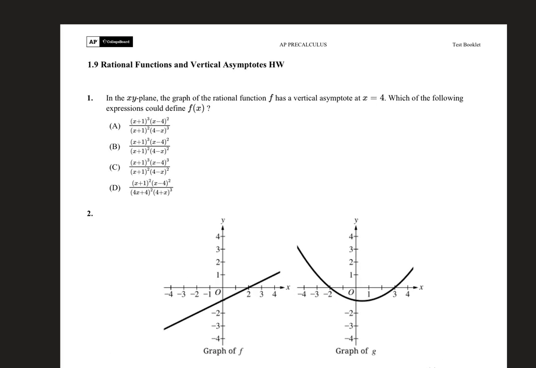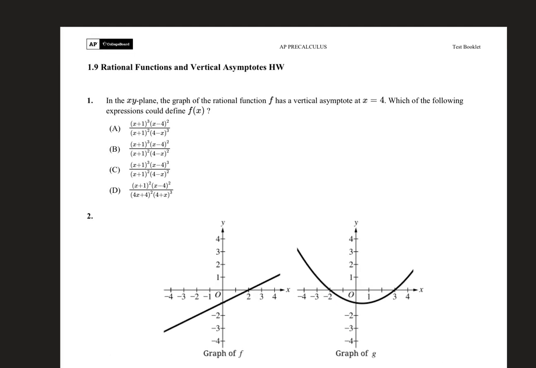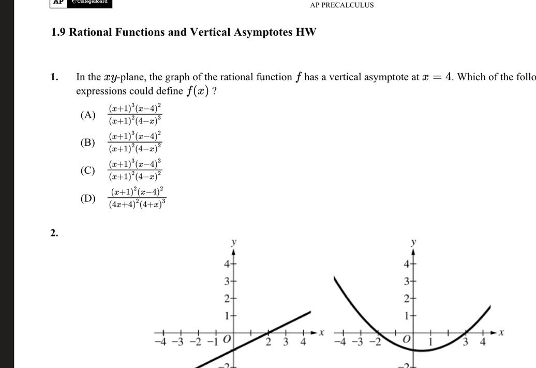All right, 1-9 starts with number 1. It says in the xy plane, the graph of the rational function has a vertical asymptote at x equals 4. Which of the following could define f of x? So first of all, I need an x minus 4 to be in my denominator after it's simplified.